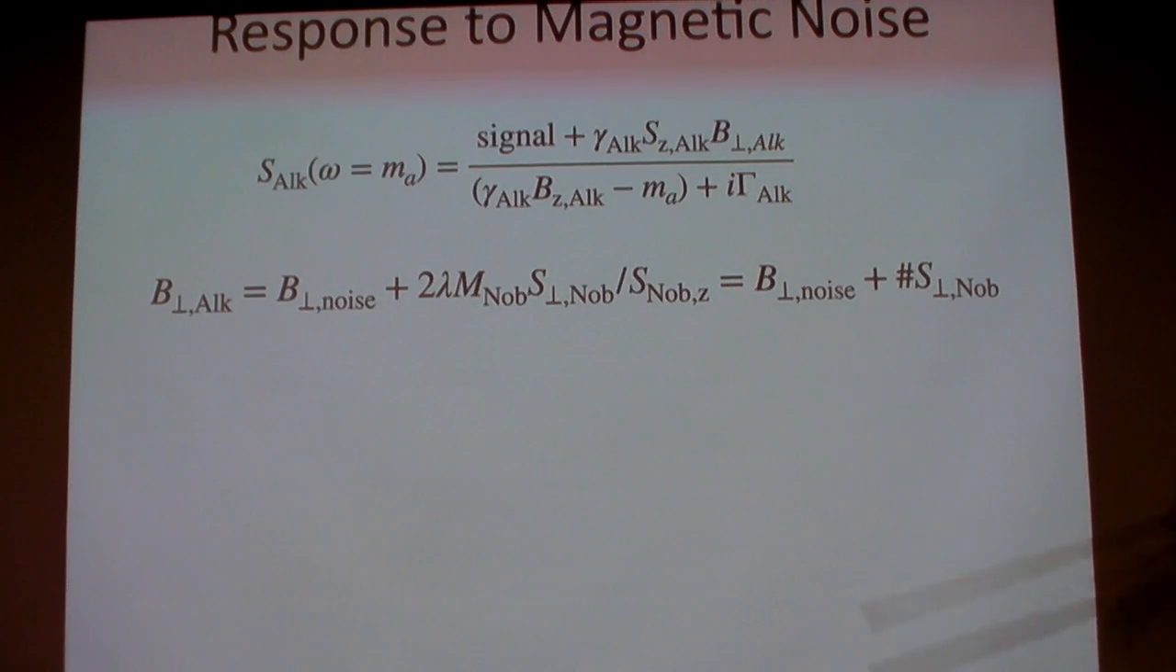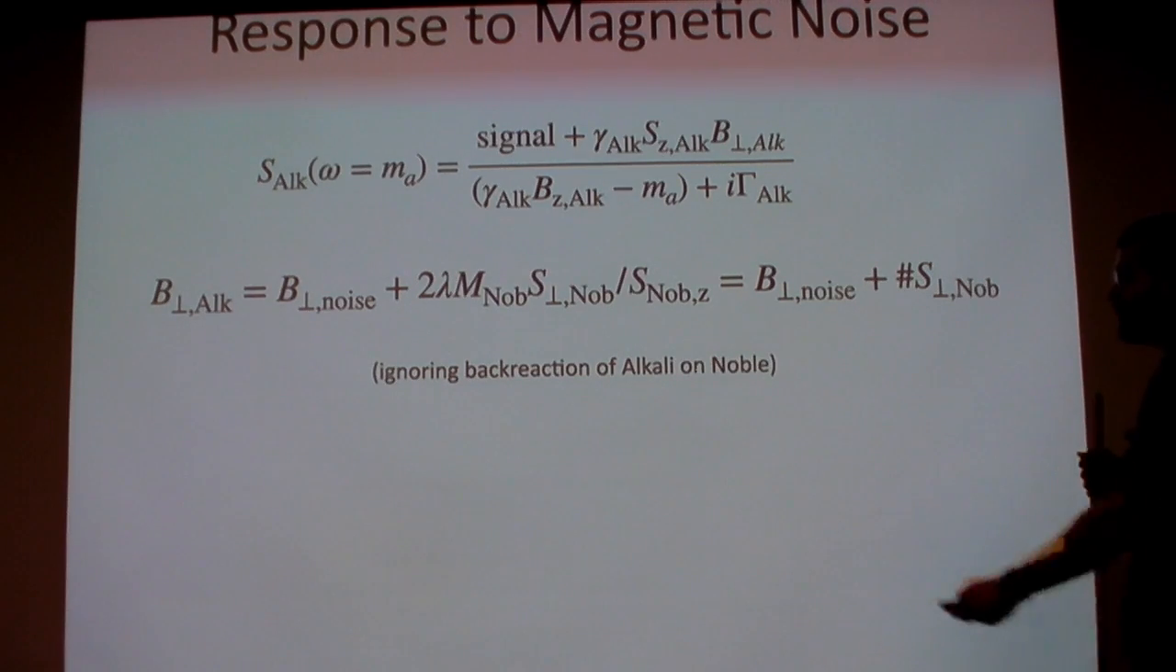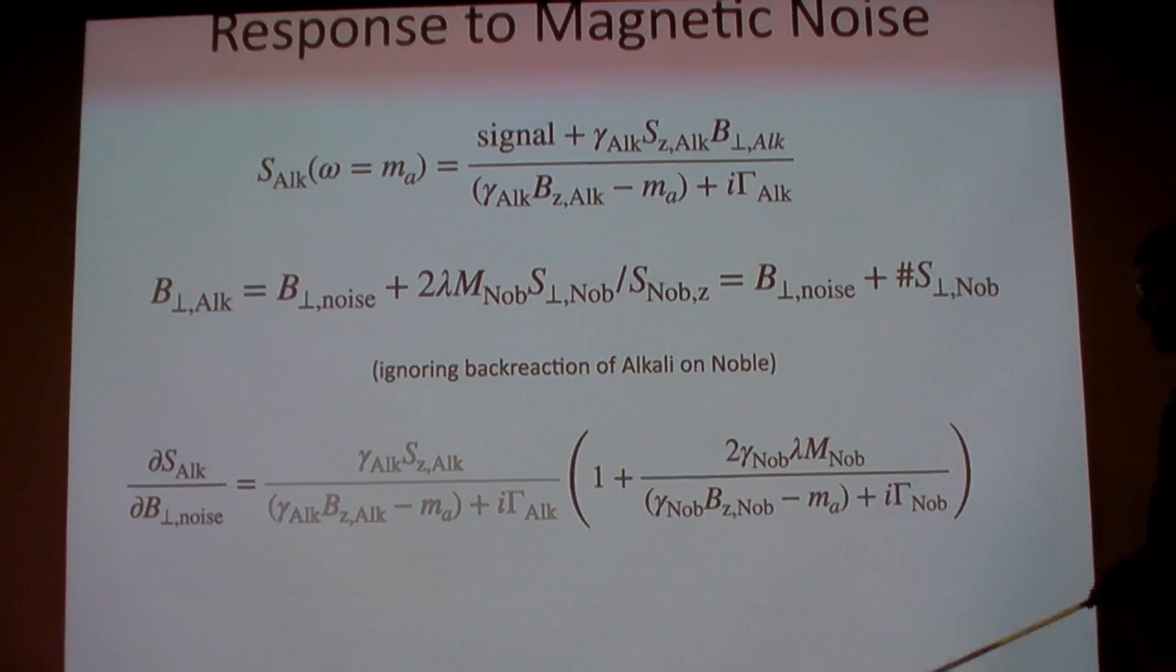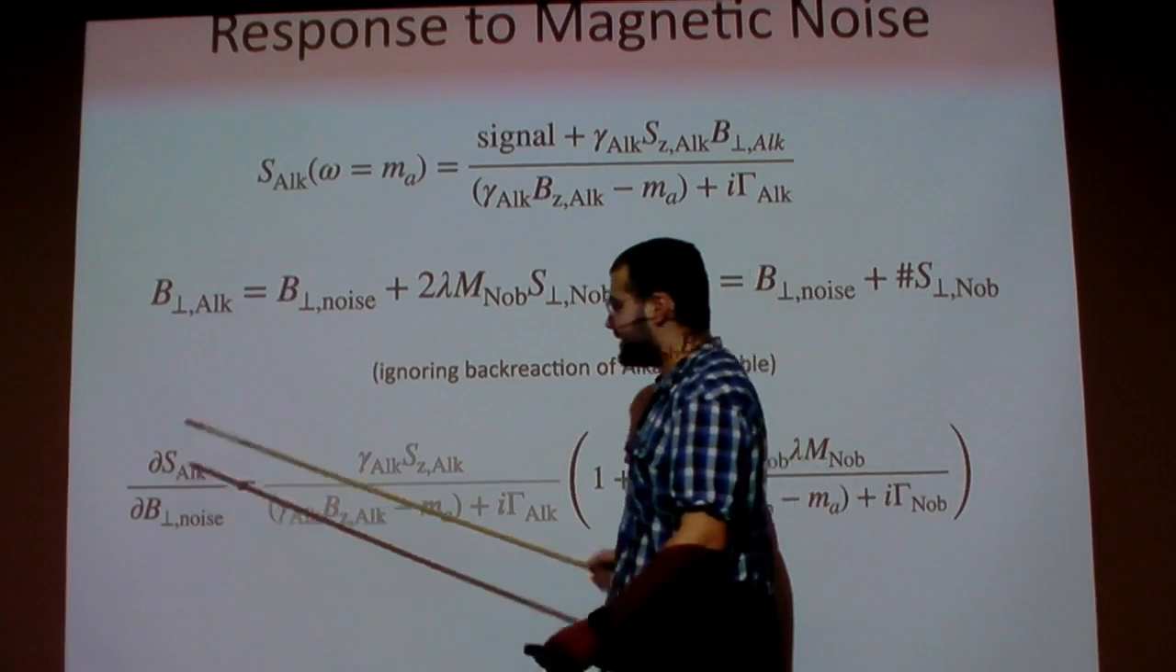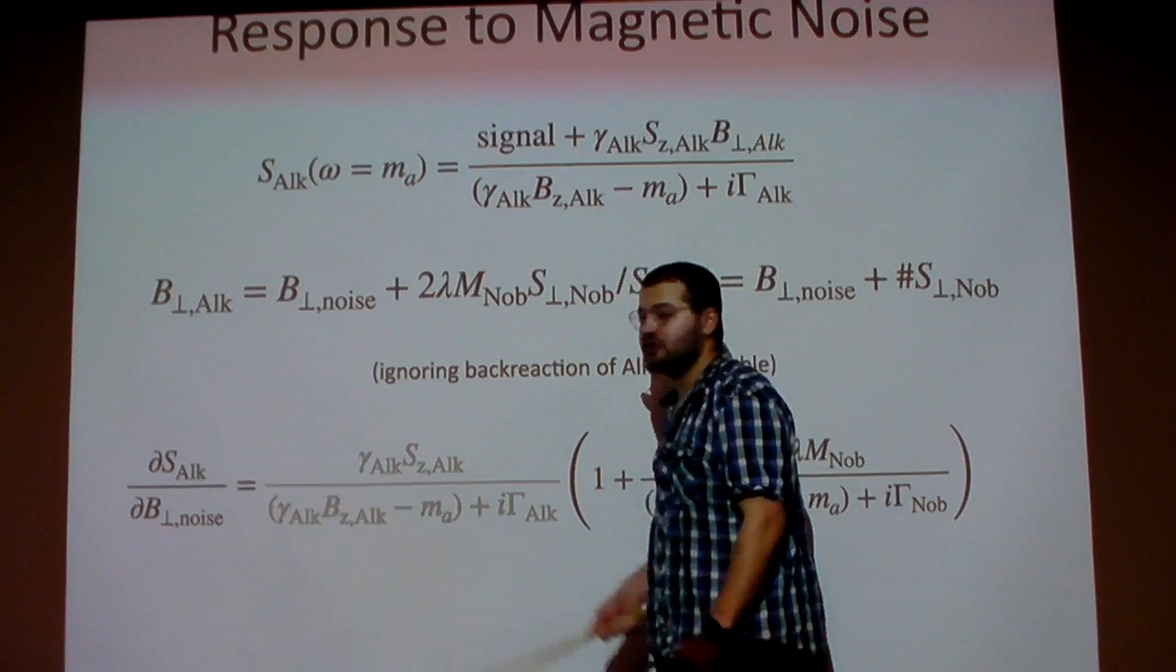And what about the noble spin? Well, it has a very similar equation. We're going to ignore some back reaction effects. They are important if you actually want to do the details correctly, but they are not super important right now. And what we're going to do is we're going to see what happens when I slightly change my magnetic noise amplitude, and I'm measuring the alkali.